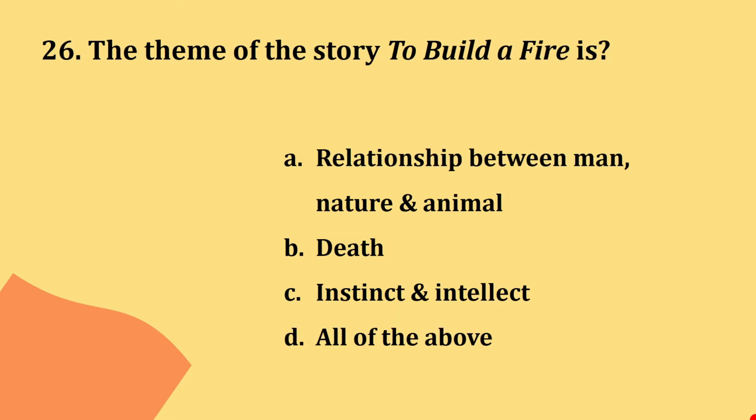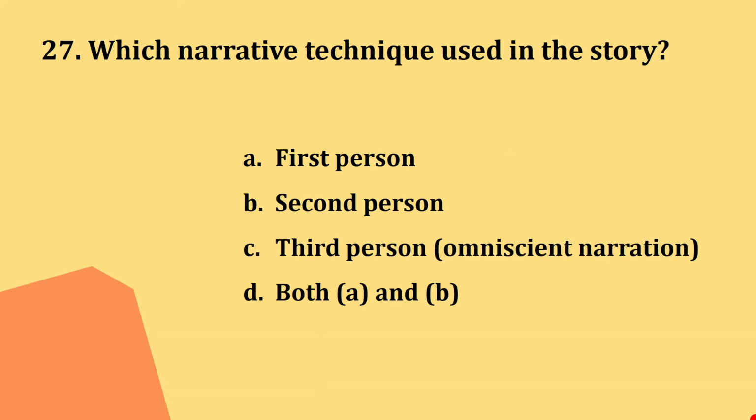26. The theme of the story To Build a Fire is, what is the theme? A. Relationship between man, nature and animal. B. Death. C. Instinct and intellect. And D. All of the above. And the correct option is all of the above. Means the story is based on these themes: relationship between man, nature and animal, death, instinct and intellect. All these things appear, or it is a central idea of the story.